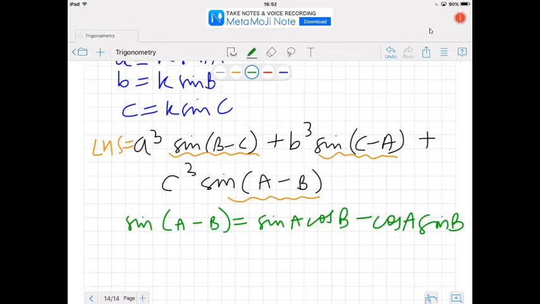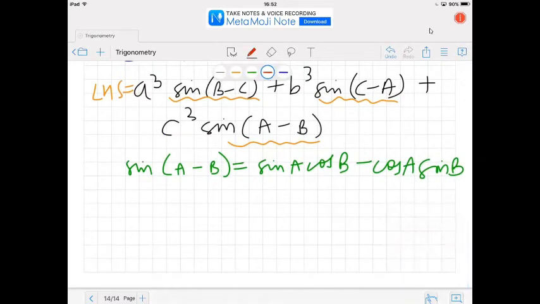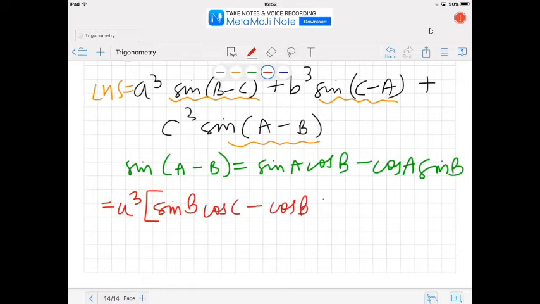ठीक है. All right, so let's see what we get. It's going to be a long equation. Okay, long, many terms, बहुत सारे terms होंगे. So your LHS will become a cube multiplied by sine of b minus c will be written as sin b cos c minus cos b sin c. I'm going to use different colors so it is much easier for you to understand. Okay, this will be the first expansion.